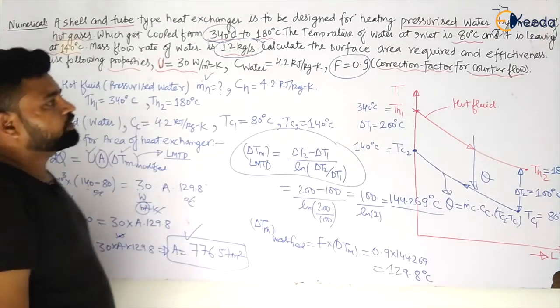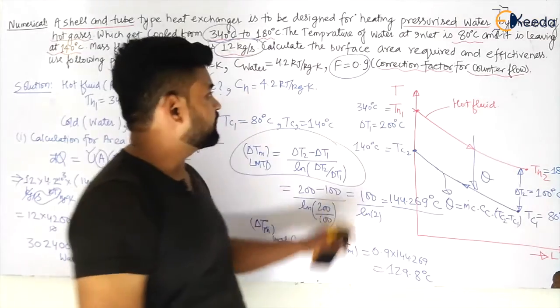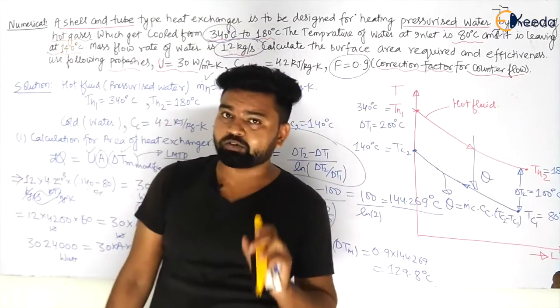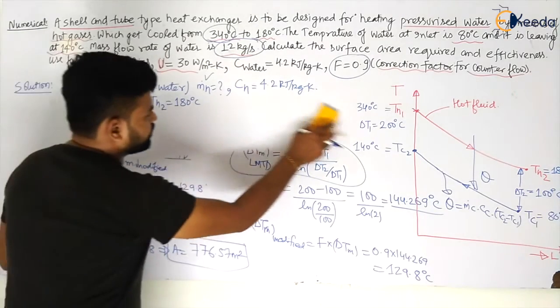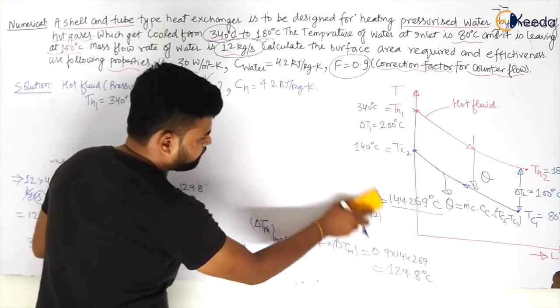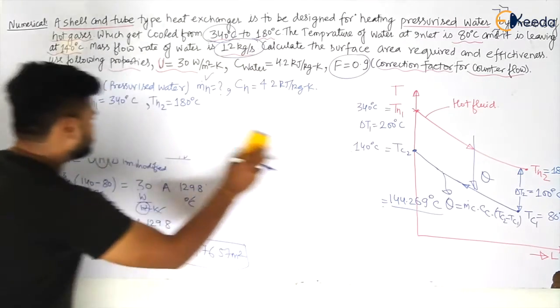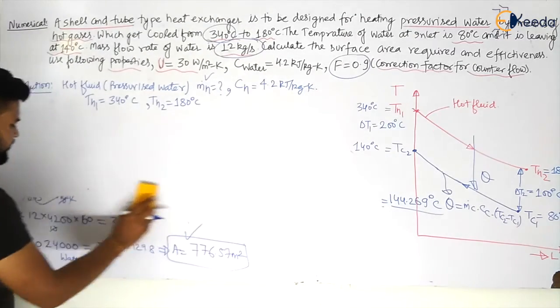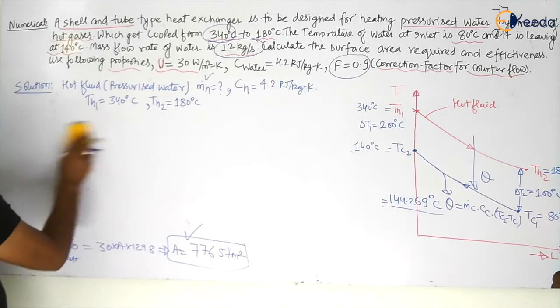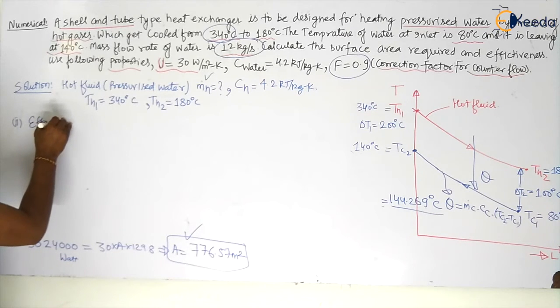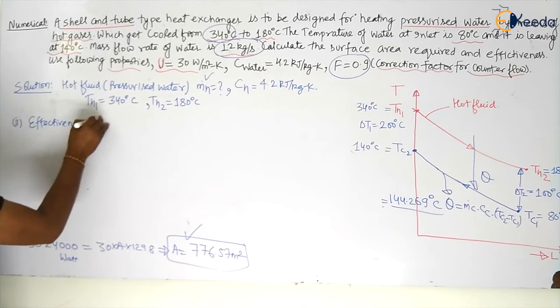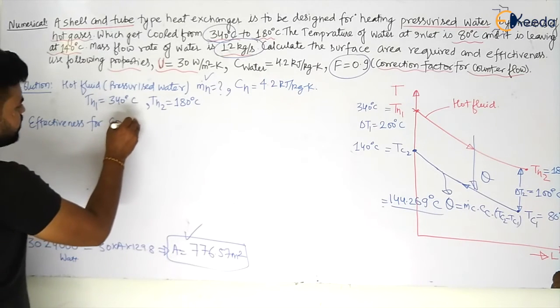Again, the third question is where the correction factor is given, and he is asking about the effectiveness. Let us calculate the effectiveness, my dear students. So what is your effectiveness? Let us see. That is your second case. He is asking about the effectiveness for the counter flow heat exchanger.